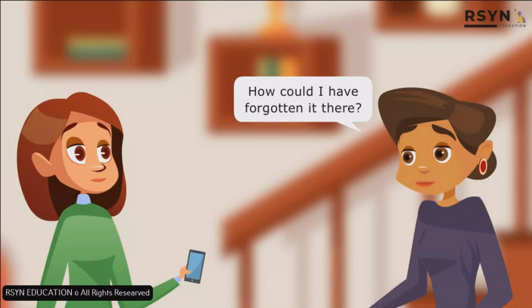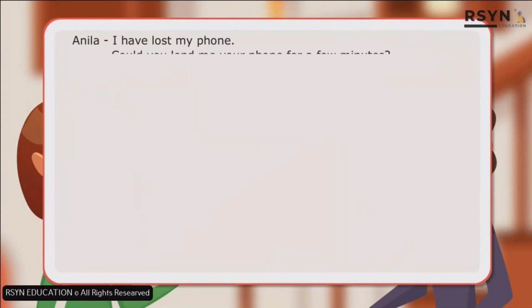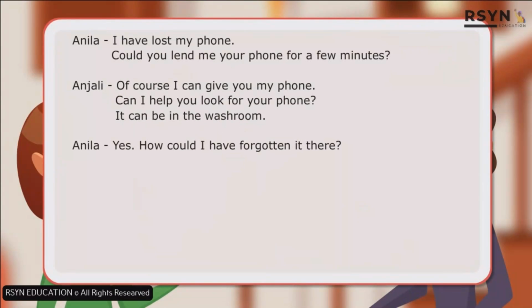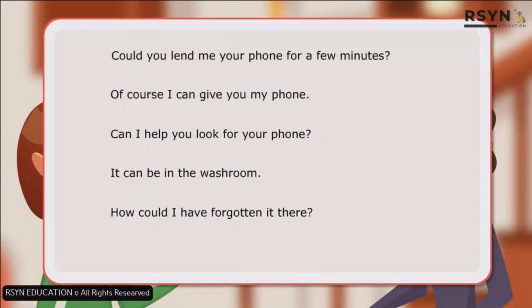In the dialogues, the girls have used can and could to make a request, to ask for permission, to express a possibility, and to show ability both in present and past tense. Here are examples of sentences with can and could. Could you lend me your phone for a few minutes? Of course, I can give you my phone. Can I help you look for your phone? It can be in the washroom. How could I have forgotten it there?